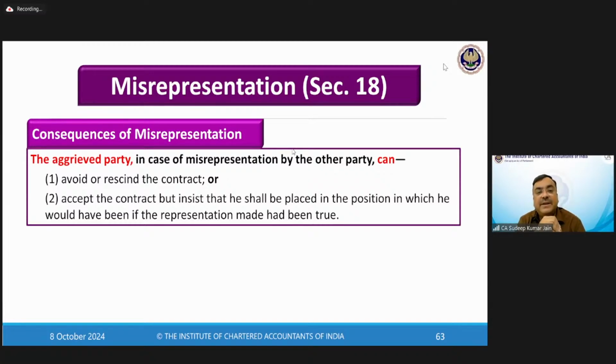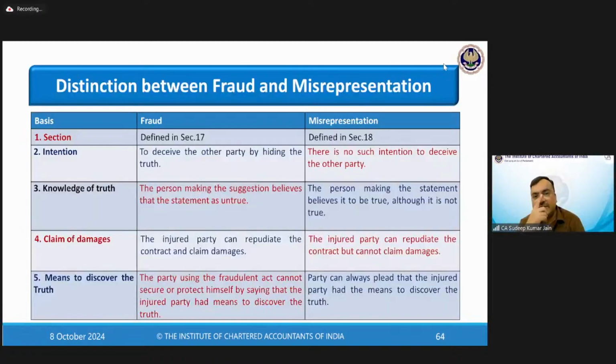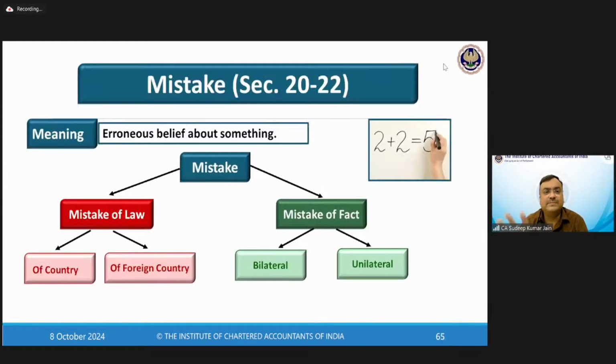The aggrieved party, in case of misrepresentation by the other party, can avoid or rescind the contract, or accept the contract but insist that he shall be placed in the position in which he would have been if the representation made had been true. Simple language, he can avoid the contract or he can insist for the genuine performance. Right? So these are the differences. I am not taking them here. You can read yourself. It is also in your study module.